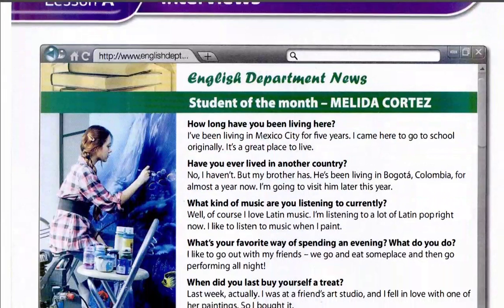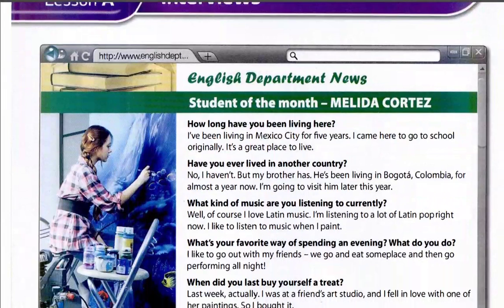What's your favorite way of spending an evening? Using the simple present to talk about your experience. Okay? We're talking here about part of your regular schedule, things that you do regularly.